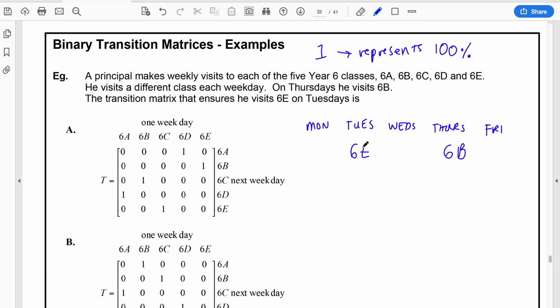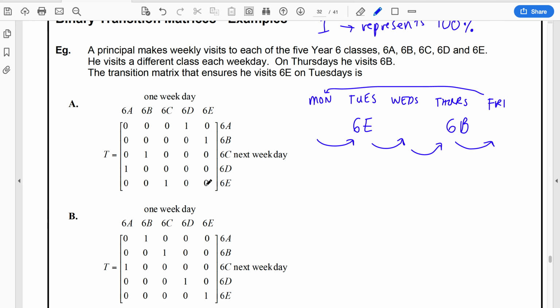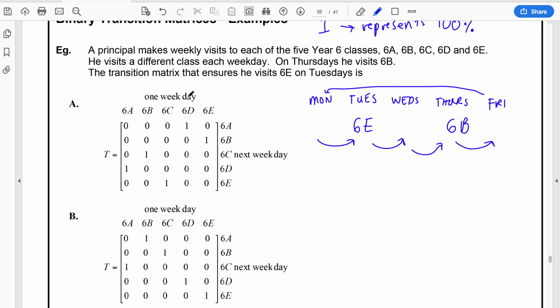So we want this to happen. He's going to change from 6B to another class. And then from that Friday, it comes all the way back to Monday. And then the Monday one will transition across to a Wednesday, and then of course to a Thursday. So we're going through a cycle here. Now, if we have a look at this first matrix we're given, this is our first opportunity to interpret it: we can see that on one weekday, he'll then transition to another class on the next weekday.